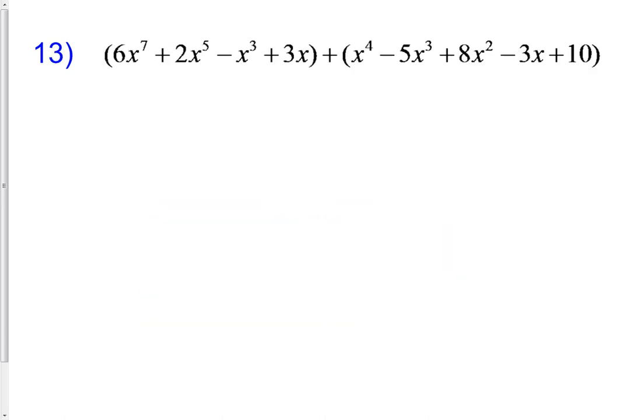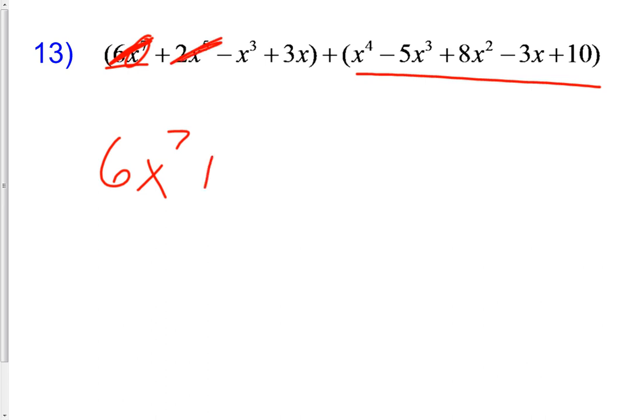Question number 13, when you add and subtract polynomials together, a common phrase is you combine like terms. So x to the sevenths can only be combined with other x to the sevenths. And there aren't any other x to the sevenths in this polynomial, so we're just going to write down the 6x to the seventh. And then we go down in descending order from there, so x to the sixths would come next, and there aren't any x to the sixths. X to the fifths would come next. There's 2x to the fifths.